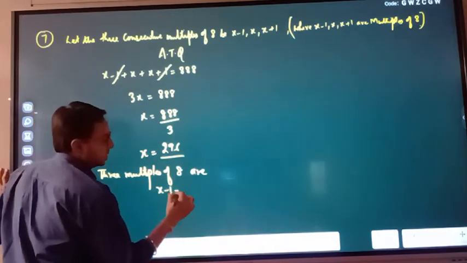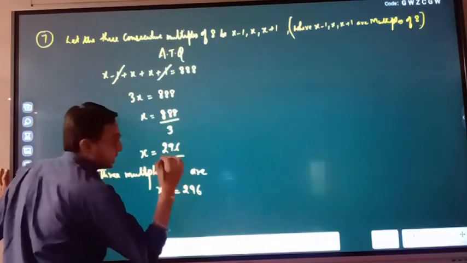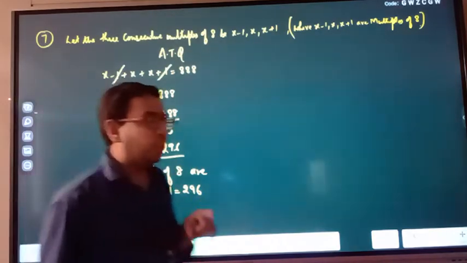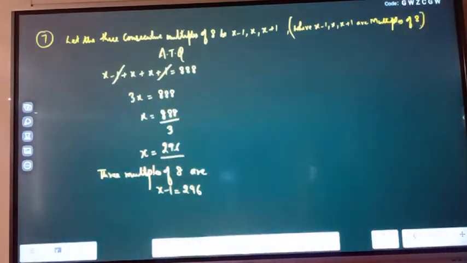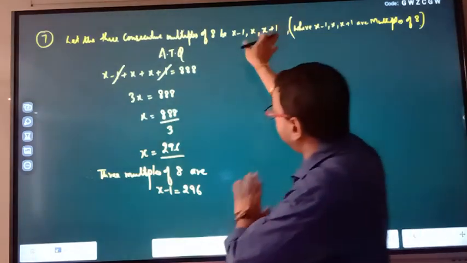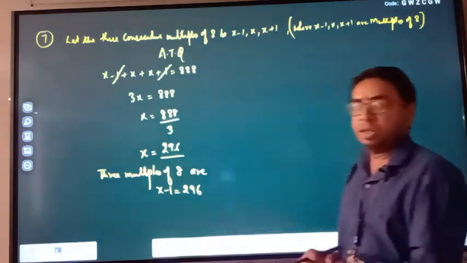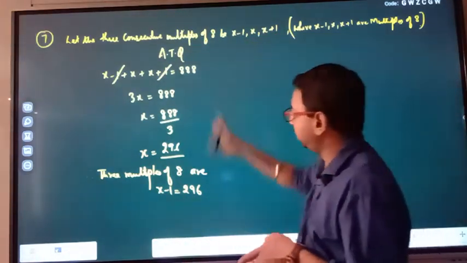Therefore, the three multiples of 8 are x minus 1 means 296 minus 1. Now, I have a question for you. If I take plus 1 or minus 1, what do you think? Minus 1 after minus 1, what do you think? It's okay.